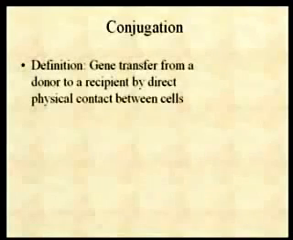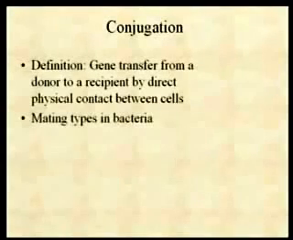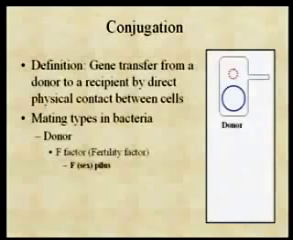The third transfer mechanism is referred to as conjugation. Conjugation is gene transfer from a donor to a recipient by direct physical contact between the donor and recipient cells. This is essentially sex in bacteria. Okay? In bacteria, there are two mating types. They're generally simply referred to as donor and recipient, although sometimes you do see them referred to as male and female strains of bacteria, but more commonly it's donor and recipient.